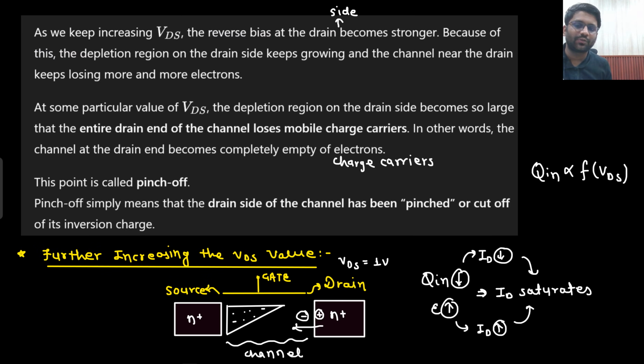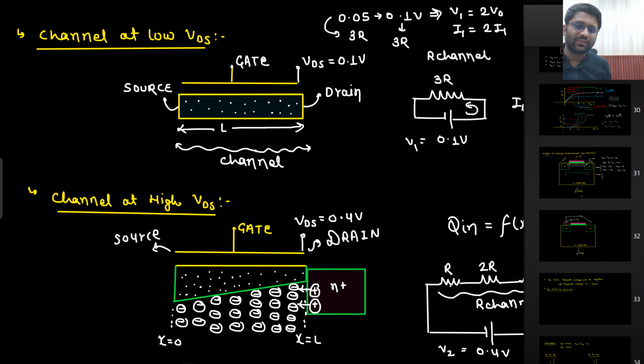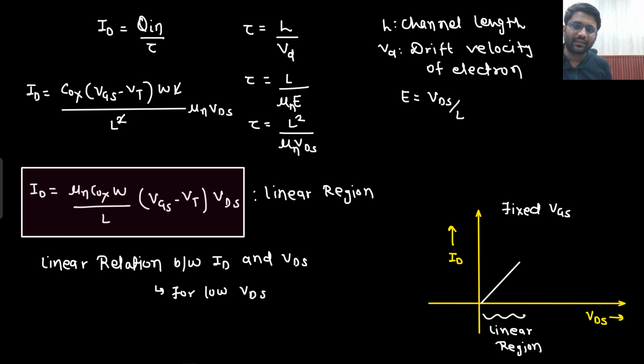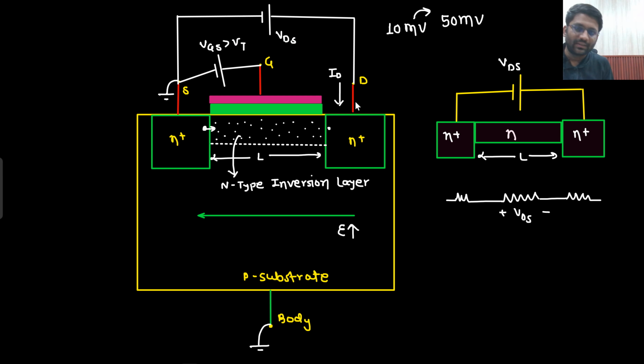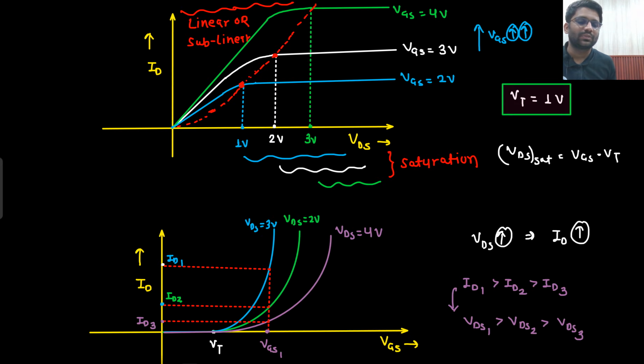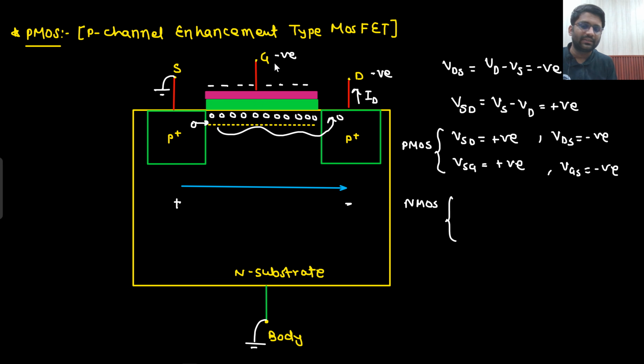In NMOS, what was the scenario? In NMOS, this was the current. If this is your ID current, this would also be ID, this would also be ID. So current was actually flowing from source to drain. Here the opposite process is happening. The current is flowing from drain to source. That we will see. I will draw this diagram. But as of now, the working is clear to you.